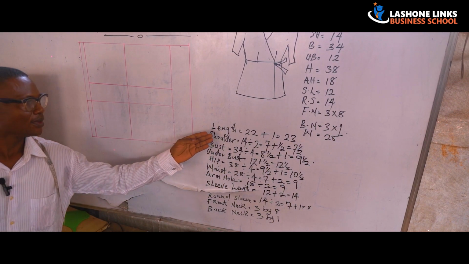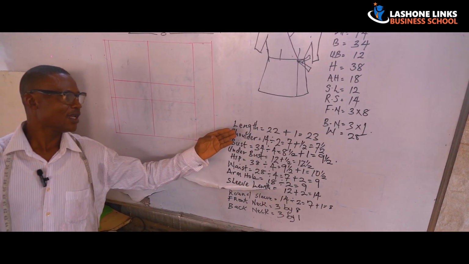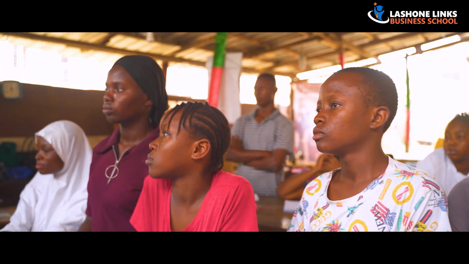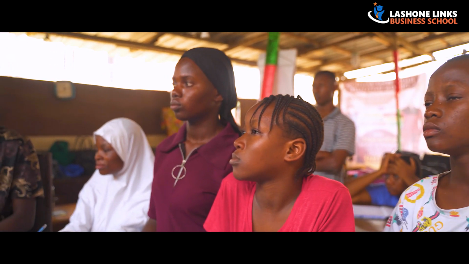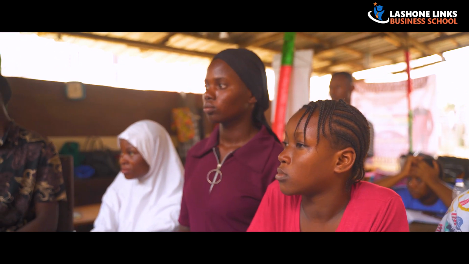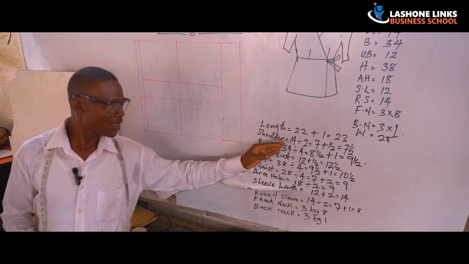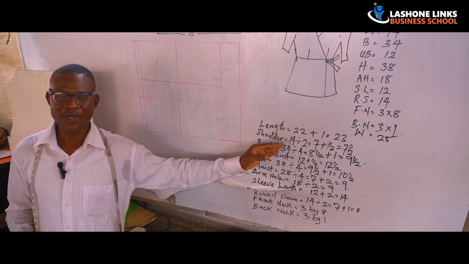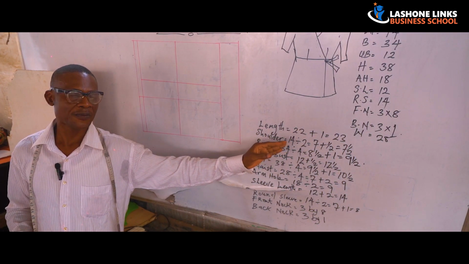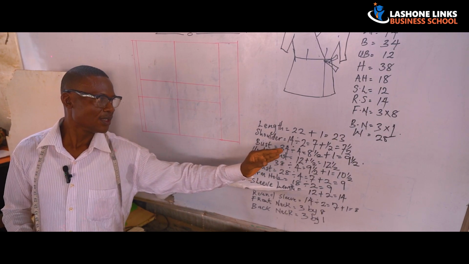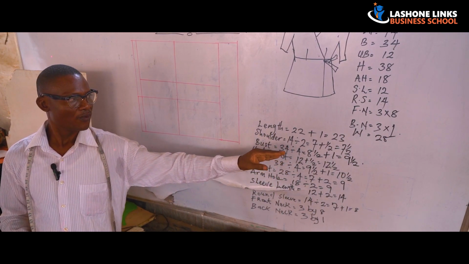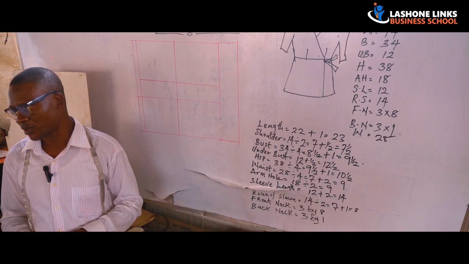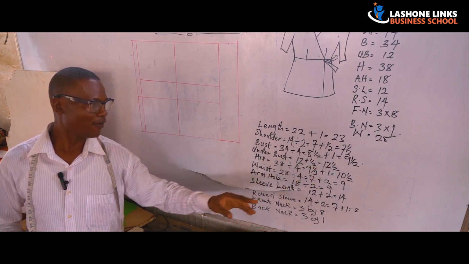For example, this is the length. We have the length 22 plus 1, so that is 23. When you go to the shoulder, 14 divided by 2, we have 7. Then you add plus half. The half is your sewing allowance, making 7.5.